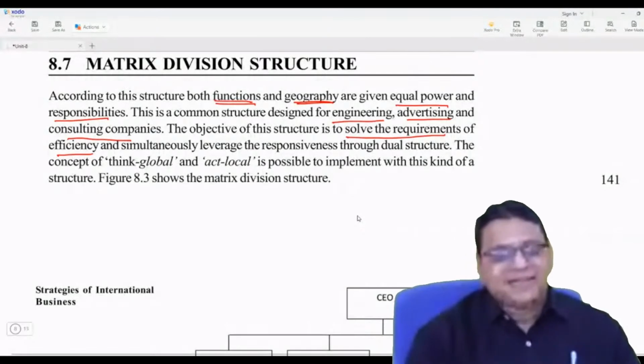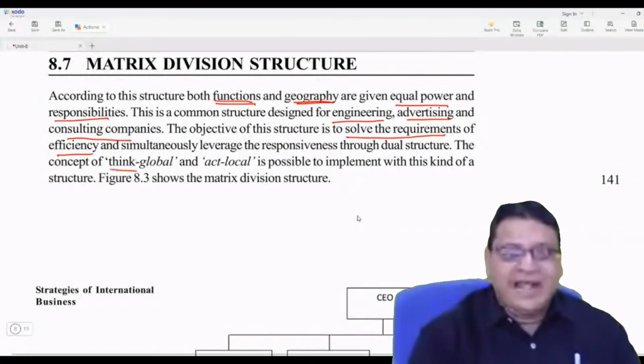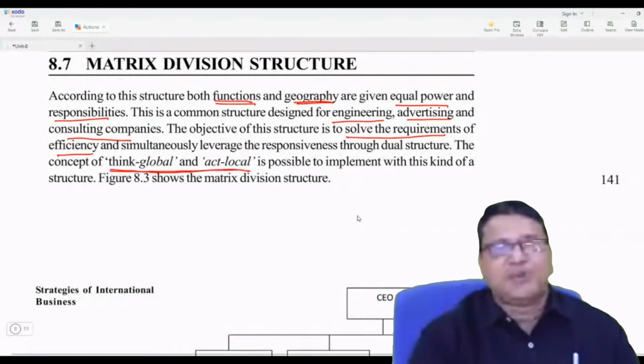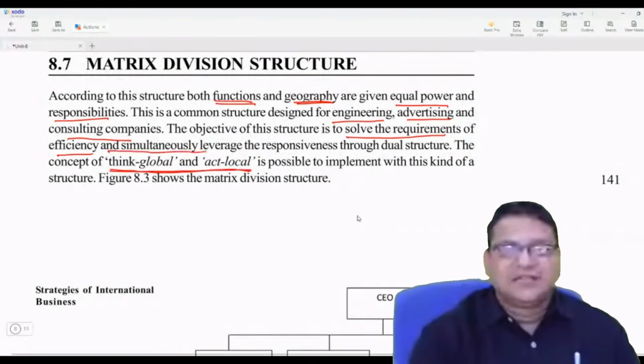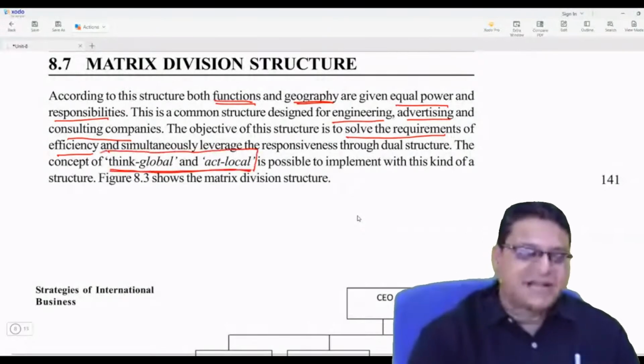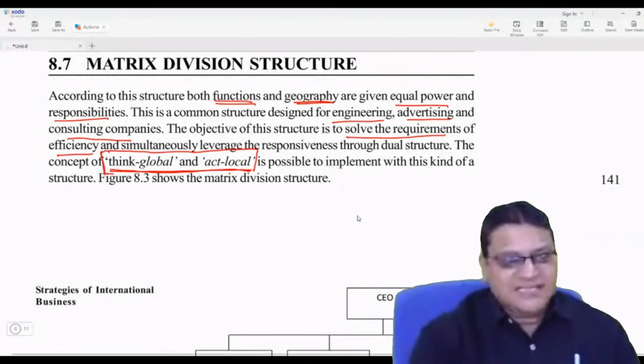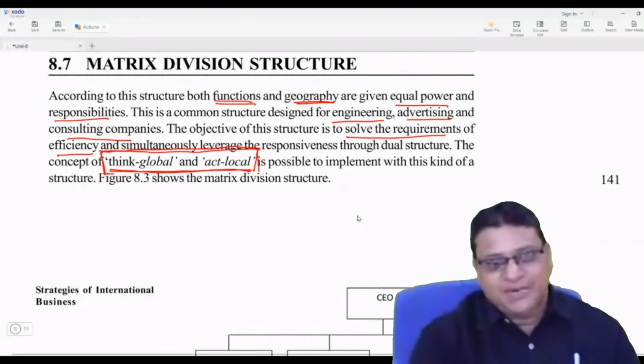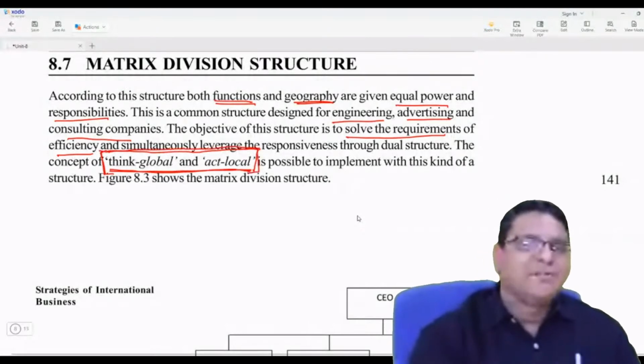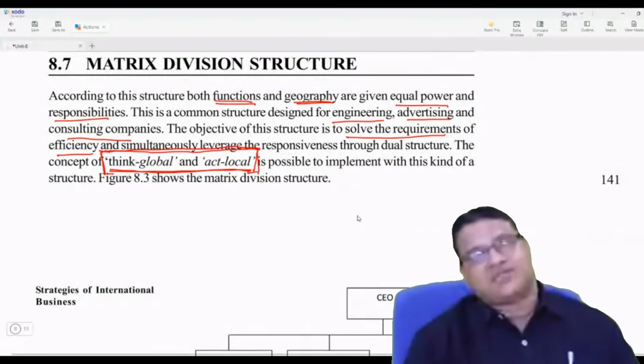If the company thinks global and acts local, this is the new mantra for MNCs. They think globally, but they act locally. Think global and act local. In that case, the most important structure which is suitable is the matrix organizational structure.